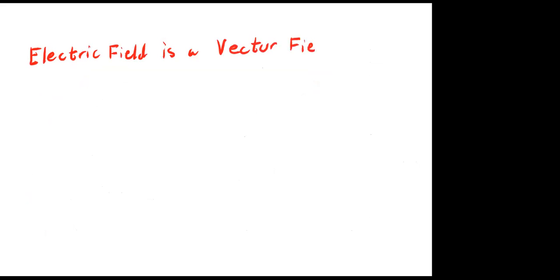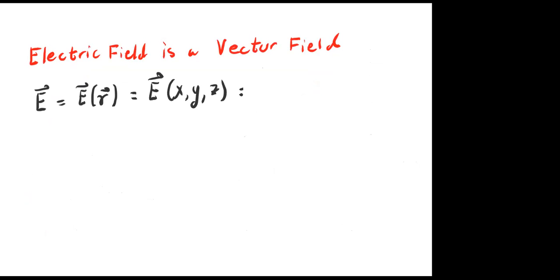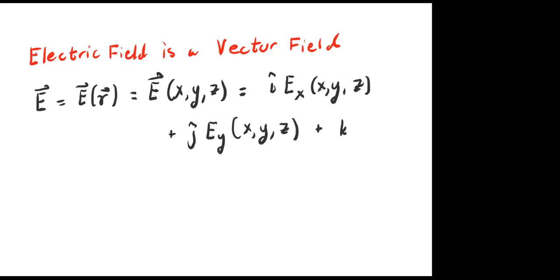And so that means that it depends upon a vector, in this case in Cartesian coordinates R. That means it depends upon three coordinates, x, y, z. But it also means that it's a vector, so it has components. One in the i-hat direction, E sub x, but this component depends upon x, y, z. So be careful. Plus j-hat times the E sub y component, but that depends upon x, y, z. So be careful. Plus k-hat times a z component, but that is a scalar function.